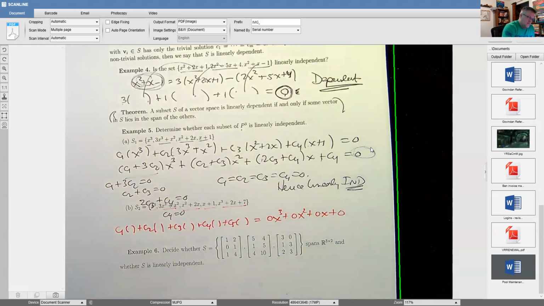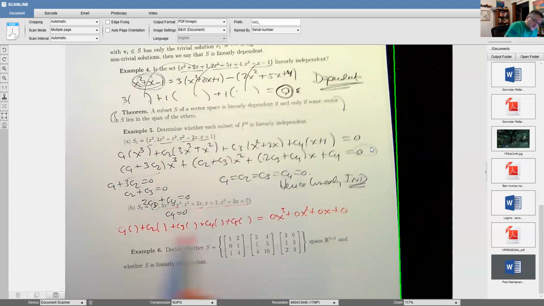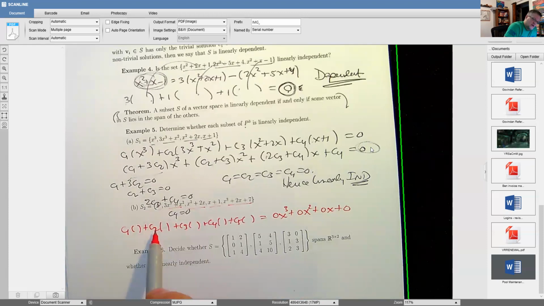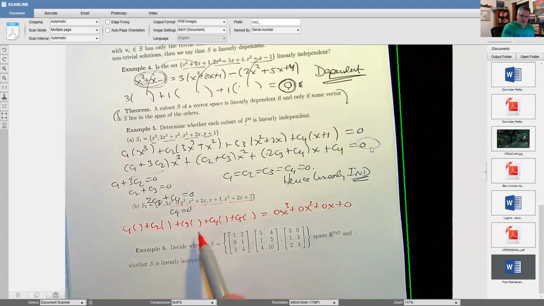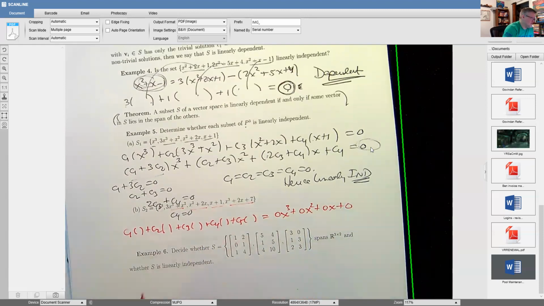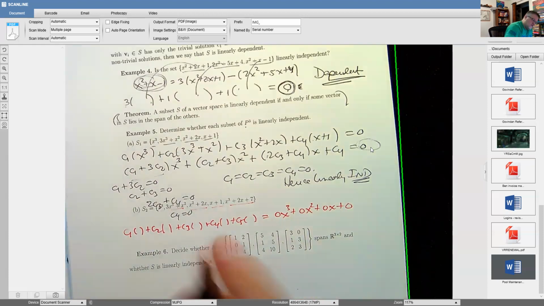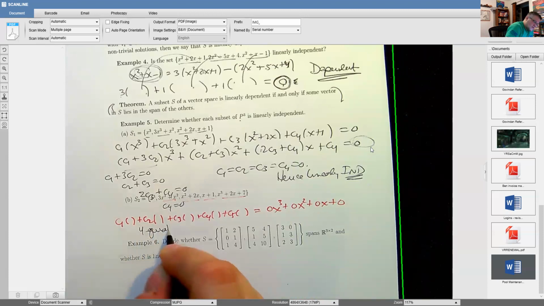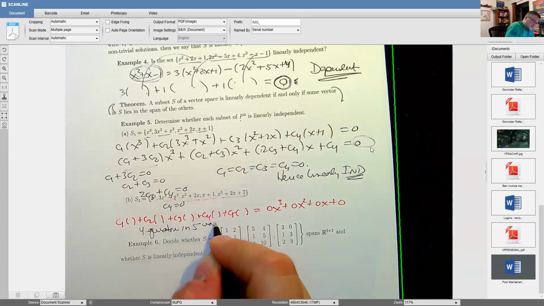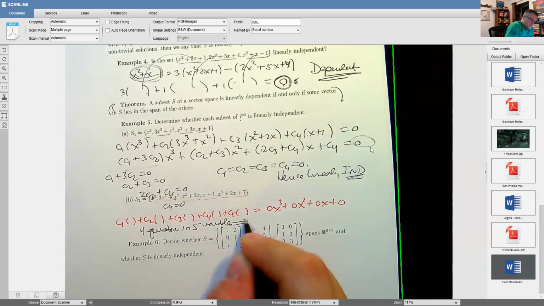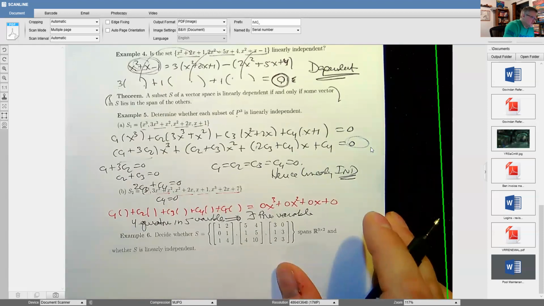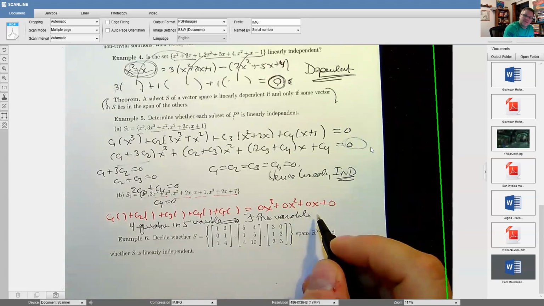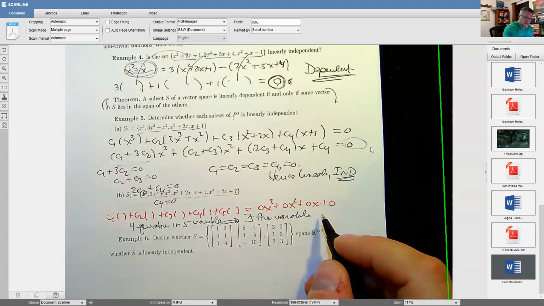Now notice that once you group the x cubed, the x squared, the x, and the constant terms together, you're going to get 4 equations, one for each of these coefficients being equal, but you have 5 variables, C1 through C5. And so the minute you have 4 equations in 5 variables, that means that there exists a free variable. And so if there's a free variable, that means that the system has infinitely many solutions. In particular, it has more than just the trivial solution where all the c's are 0.